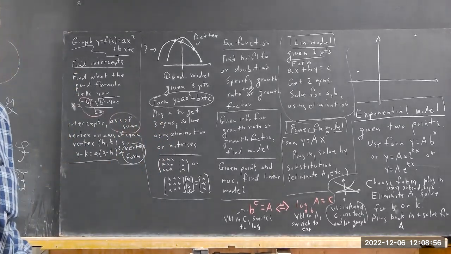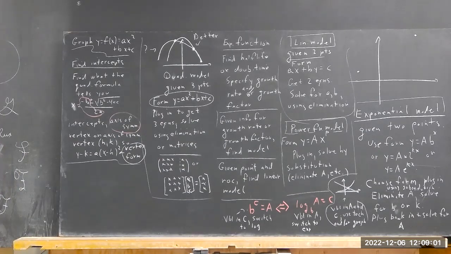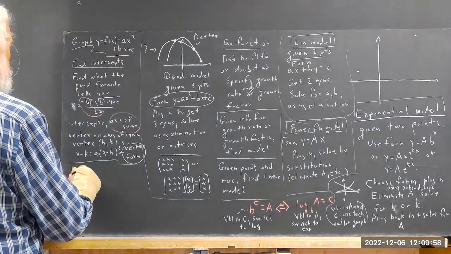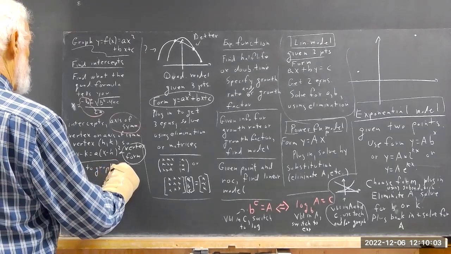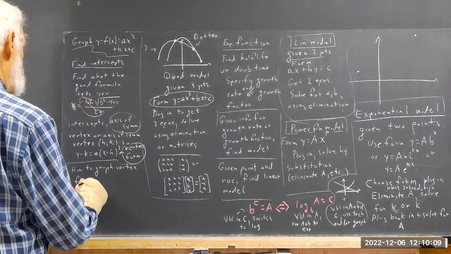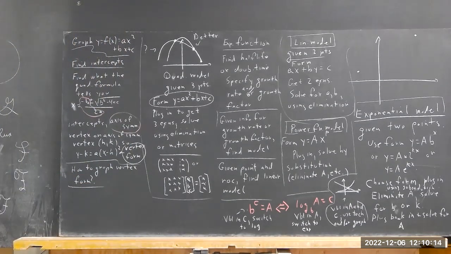Okay, here's what you have. Let me just list out the question. Once you have the vertex form, how do you graph it?